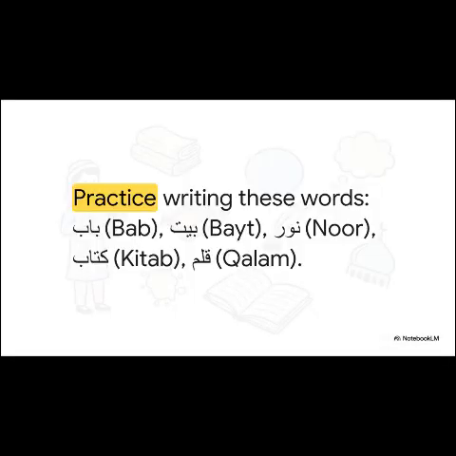And here are 5 perfect words to get you started. Think of it as your first bit of homework. Try writing out bab, bait, nur, kitab, and qalam. As you write them, try to spot the different letter shapes we talked about. Quick hint, one of our lonely letters is hiding in that list. This is how you start turning what you know into a real skill.